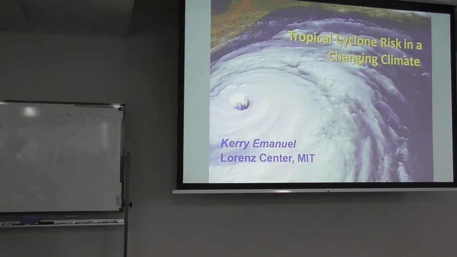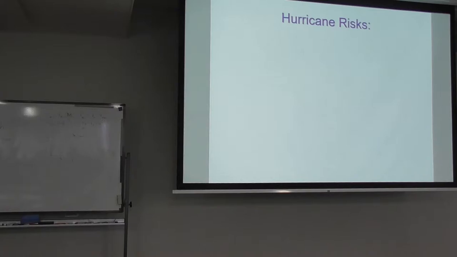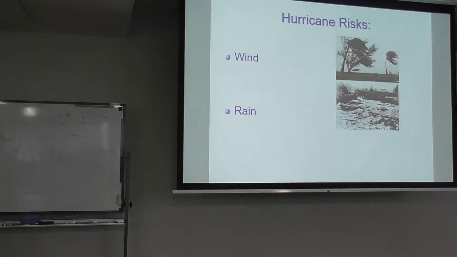So, first of all, what is the risk? The hurricane risks are wind, which causes structural damage to buildings. Rain, which is usually downplayed in many places, but I suspect in Japan, and I know in many parts of the U.S., is a numerically greater hazard than wind. More damage is typically caused by rain, and more lives are lost because of freshwater flooding. And then we have storm surge, which is related to wind.